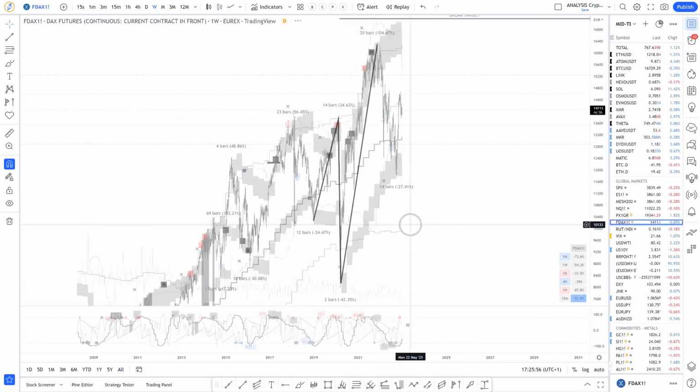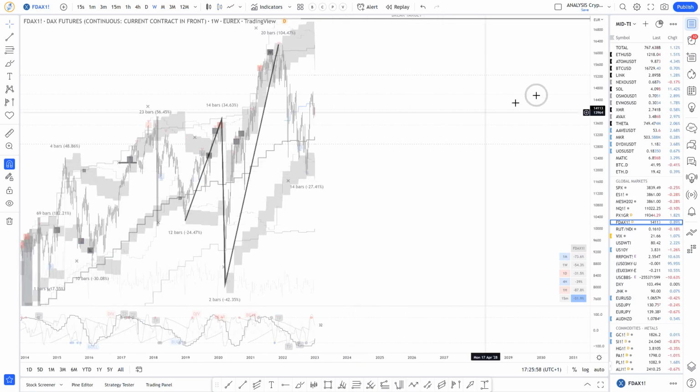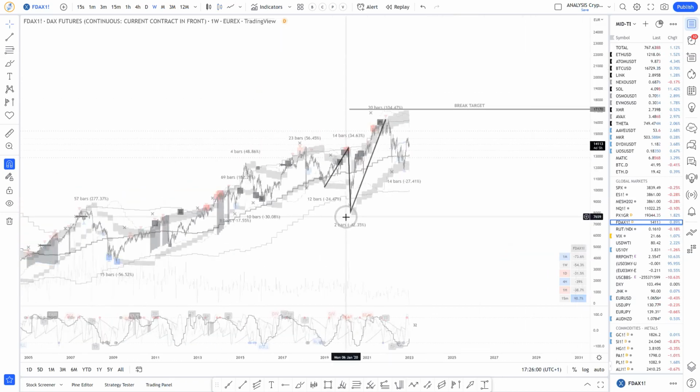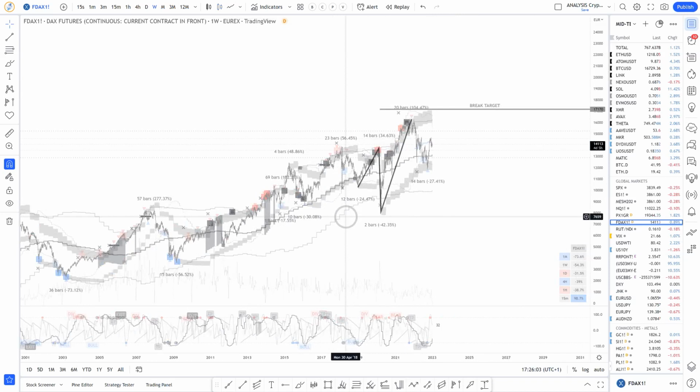Same thing goes for the German DAX, which in here has consolidated more, because Germany is in a much trickier situation than France due to its supply of energy.